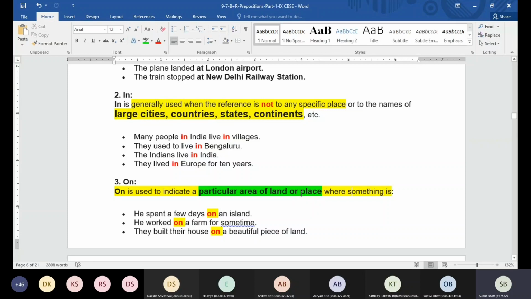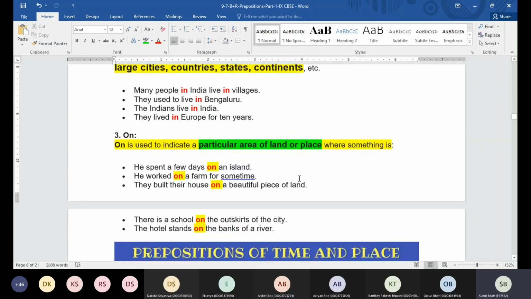Like, he spent a few days on an island, that means on top of the surface of an island. He worked on a farm for some time. They built their house on a beautiful piece of land. Again we are referring to a particular area. More examples: there is a school on the outskirts of the city, and the hotel stands on the bank of a river, that means on the surface but near the bank of a river.